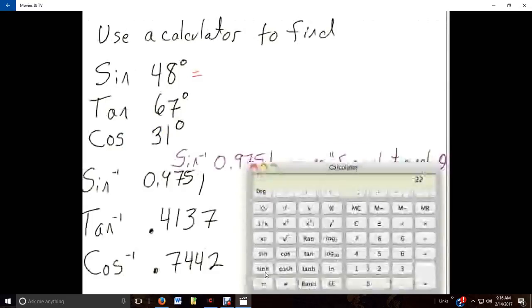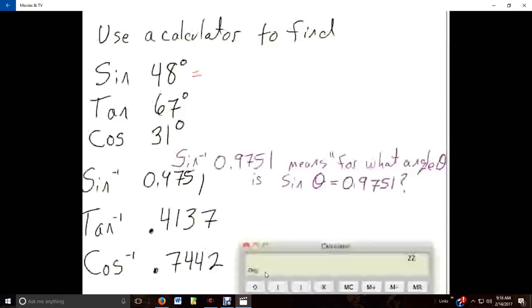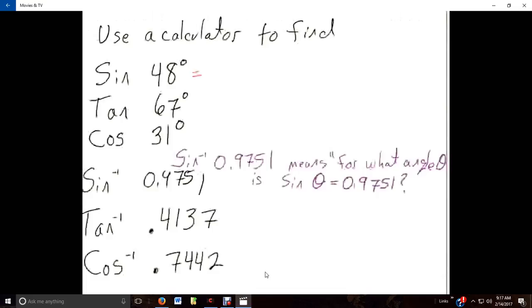So let's say I hit 22 by accident. Let's redo here. 48 sine. Looks like that's going to be 0.7431. You want to take it out at least 4 decimals. Always use at least 4 decimals. That will get you a good enough approximation.